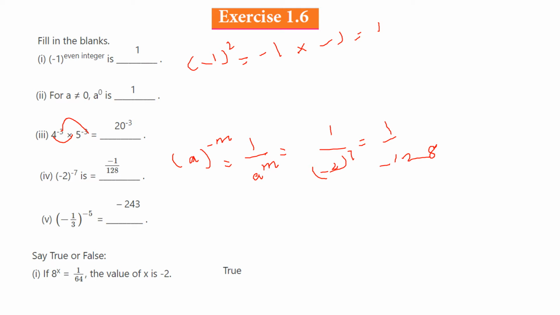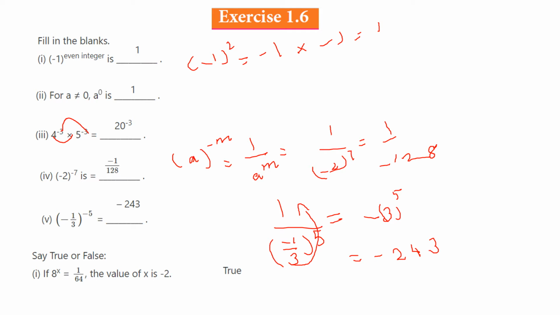Next sum also uses the same formula. Minus 1 by 3 whole to the power minus 5 you can write as 1 by minus 1 by 3 to the power 5. This is an odd power, so the minus stays, and that 3 will go to the numerator. So minus 3 to the power 5. 3 to the power 5 is 243, so you can write it as minus 243.